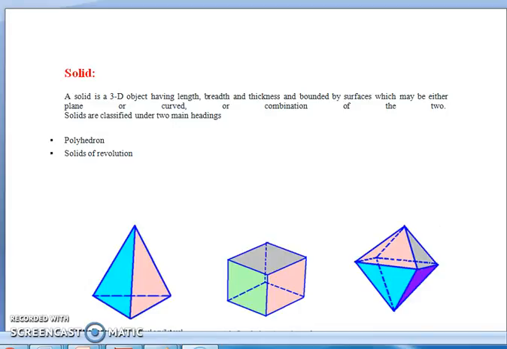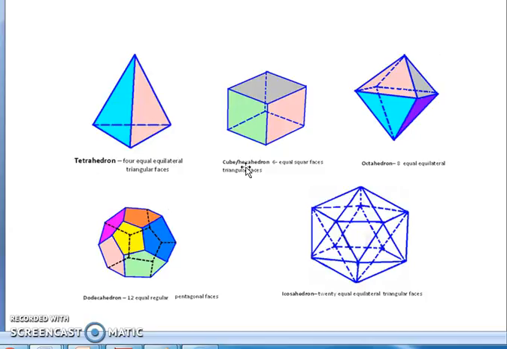Here we see 5 types of regular polyhedrons: tetrahedron, cube, octahedron, dodecahedron and icosahedron. All these polyhedrons have equal faces. See the tetrahedron, it contains 4 equal triangular faces. Similarly, the cube has 6 square faces. Coming to the dodecahedron, it contains 12 equal regular pentagonal faces. That means we say regular. All these diagrams come under the regular polyhedrons.